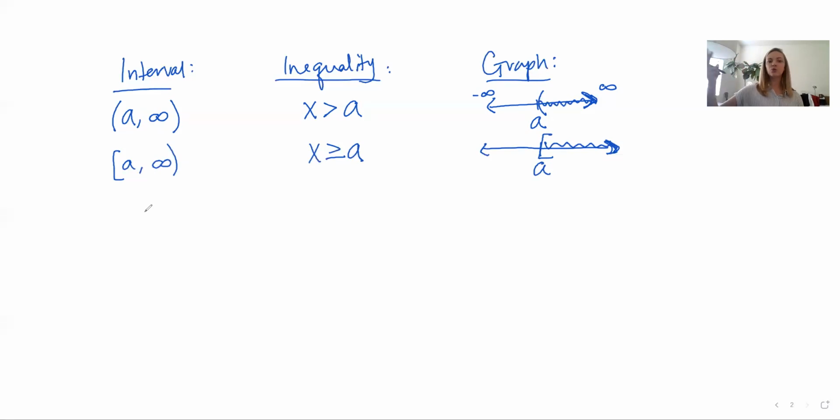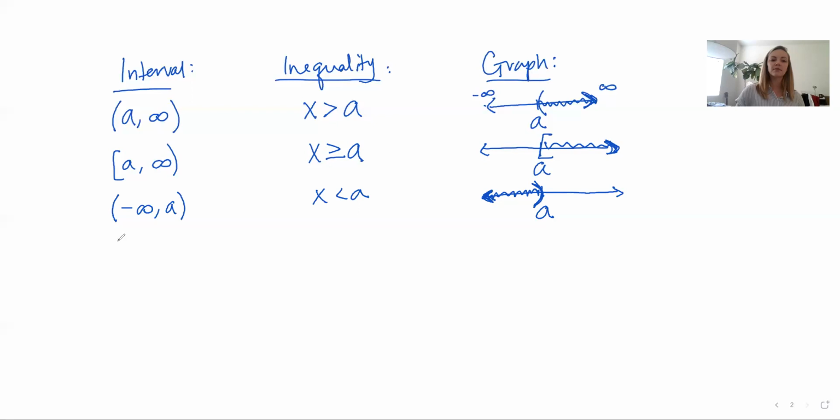And then we have the case where we're going from negative infinity to a. So let's go from negative infinity to a with a parenthesis. So this is any number from negative infinity to a, so every number that's less than a. So x is less than a. And then our number line here, still going to have a in the middle, but now we want everything less than a. So we're going to shade to the left, and now our parenthesis is going to face the left-hand side of that graph.